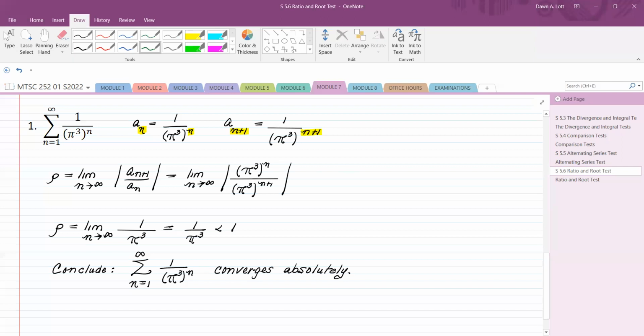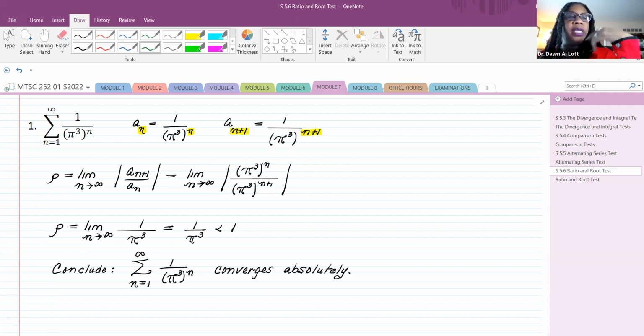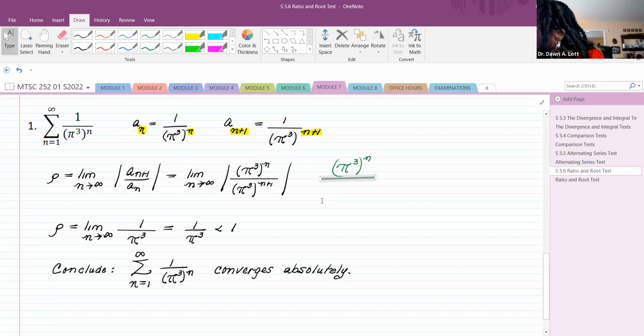First off, the terms are positive, right? Pi is positive, 3 is positive, pi cubed is positive, and then you raise it to the n, and n is greater than or equal to 1, so that's all positive. So I can drop the absolute values because everything is positive. But then I have pi cubed to the n divided by pi cubed to the n plus 1.